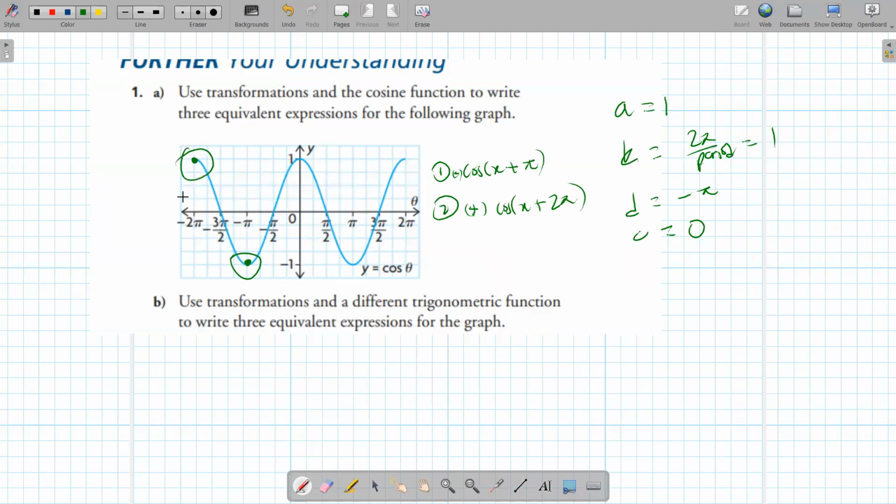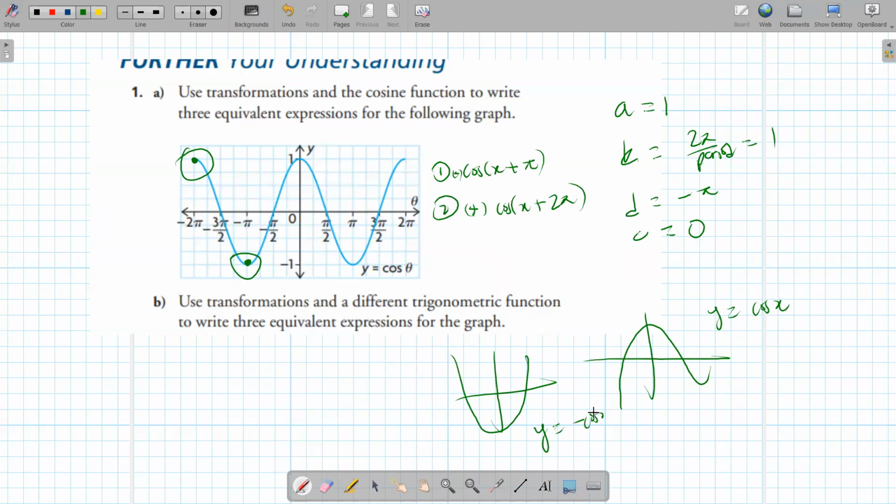If it starts at a maximum, the amplitude is positive because the parent cosine function looks like this. This is y equals cosine x. And this is y equals minus cosine x. So if it starts at a minimum, the amplitude will be negative. It's a reflection on the x-axis.